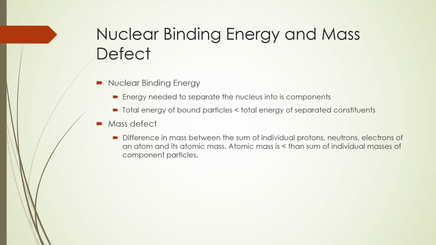The nuclear binding energy is the energy needed to separate the nucleus into its components. Total energy of bound particles is less than the total energy of separated constituents. Because mass is equivalent to energy according to Einstein's equation E equals mc squared, we will also see that atomic mass is less than the sum of the individual masses of component particles. The difference in mass between the sum of individual protons, neutrons, and electrons of an atom and its atomic mass is called the mass defect. This mass defect shows that a large amount of energy can be released when the nucleus is broken into its component parts of electrons, protons, and neutrons.